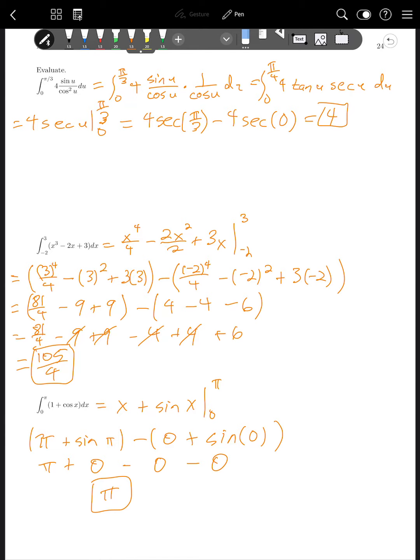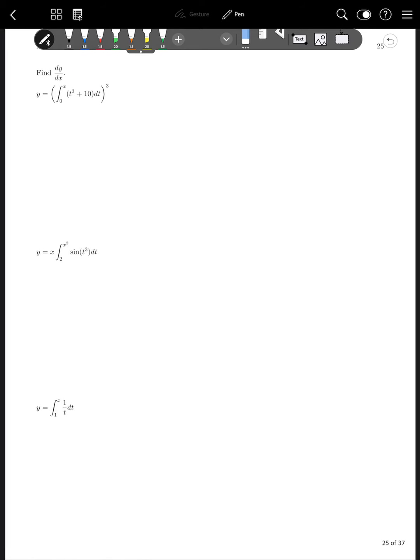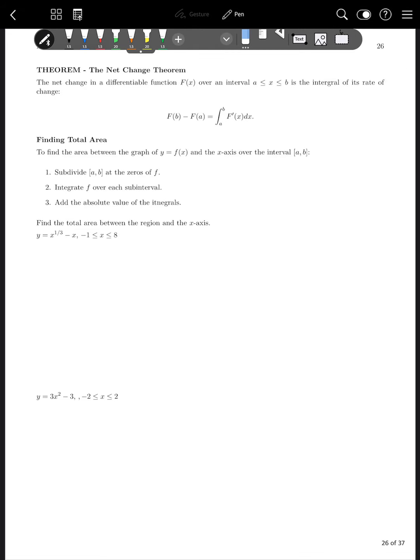Okay, so at this point, we're going to go ahead and skip over page 25 here. It's not something you really need right now to know how to do. And since we're coming to the end of the semester, I don't want to focus too much on things that you don't need moving forward in this class and in the next class. So let's go ahead and skip ahead to the last page in this section and talk about finding total areas.